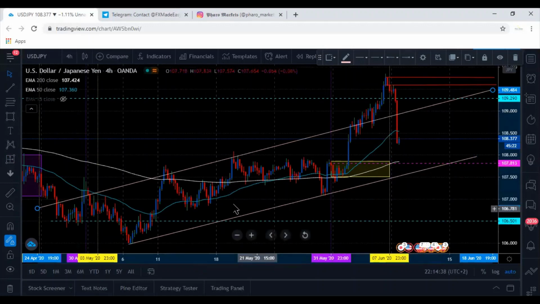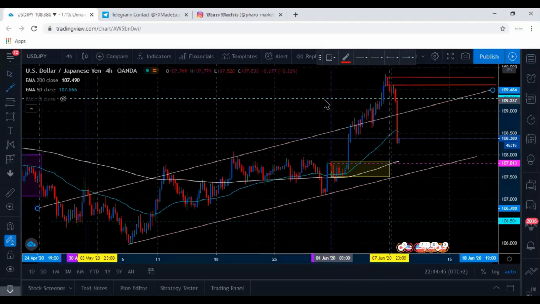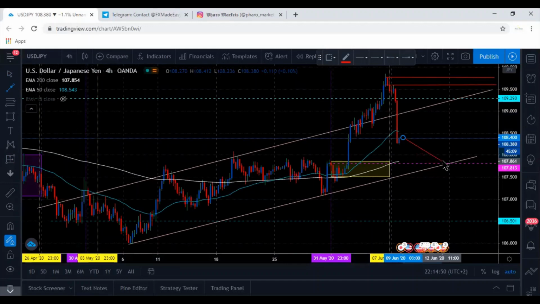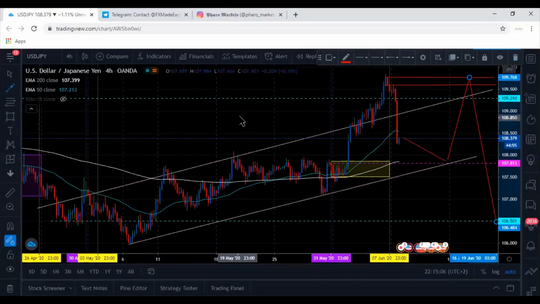So the next potential, what I would love to see on USD/JPY is obviously going to be a move to this point, more or less, and then up, and then drop. But then again, I would also love to see them hold this level. According to, let me just see.